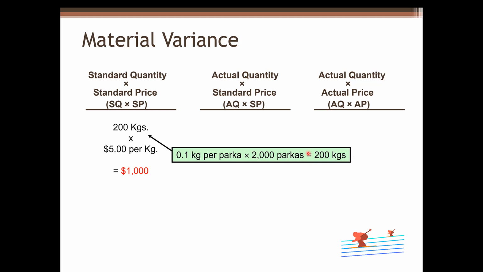And we can get standard quantity allowed for actual output, 200 kilograms, multiplied by standard price. Standard price for each kilogram, $5. So for column 1, 200 kilograms multiplied by $5 per kilogram, and then we can get $1,000. This is a flexible budget cost based on actual level of activity, 2,000 parkas.